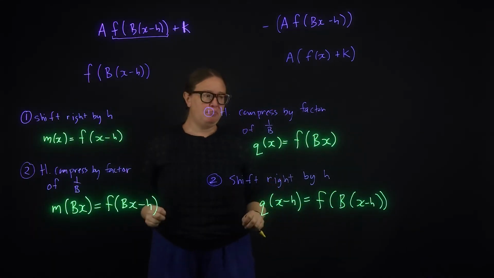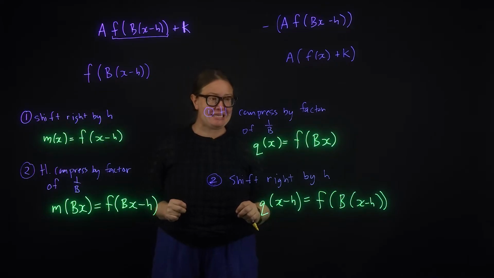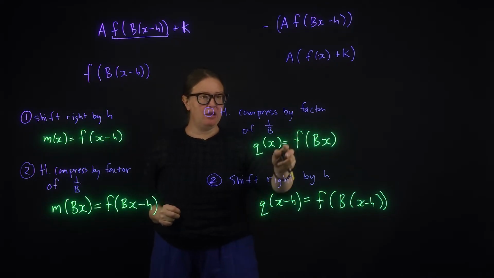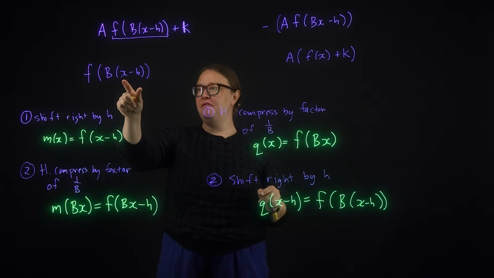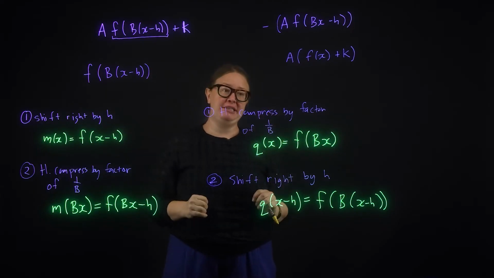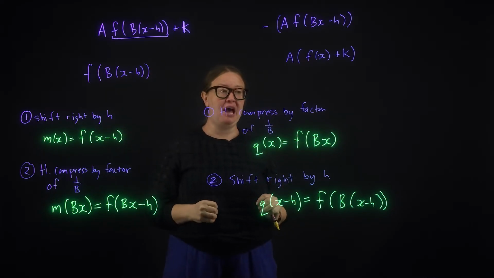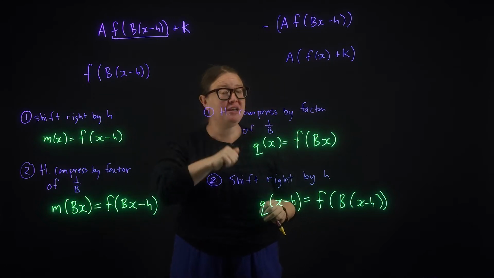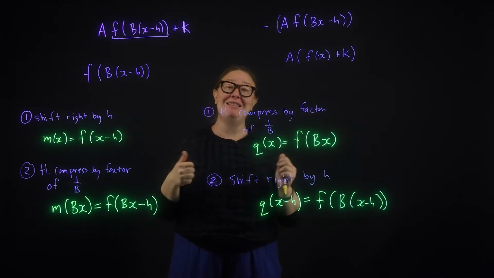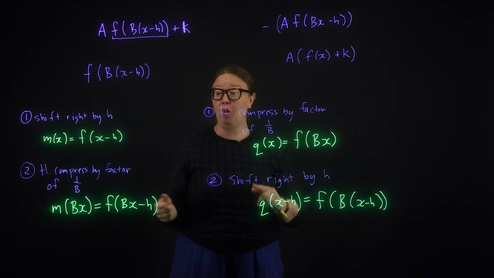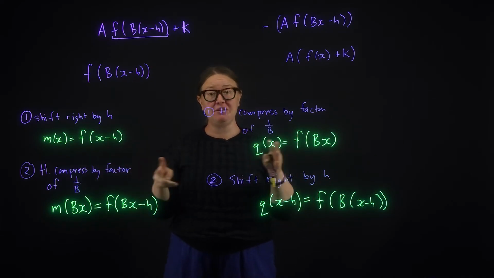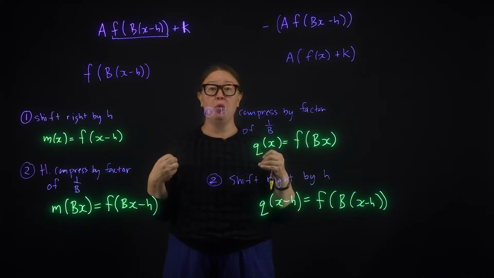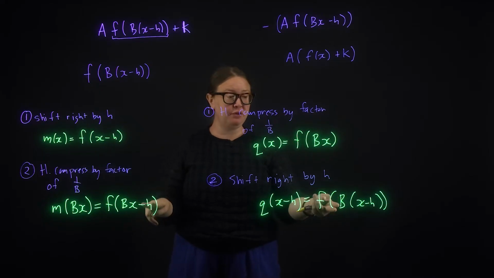Okay, so doing these both, what I see is that when I see f of b times the quantity x minus h, what that means is I compressed first by a factor of 1 over b, and then I shifted right. And the order here does matter. Both of these are acting on the inputs, so the order does matter. I see I have two different results depending on which order I did this in.